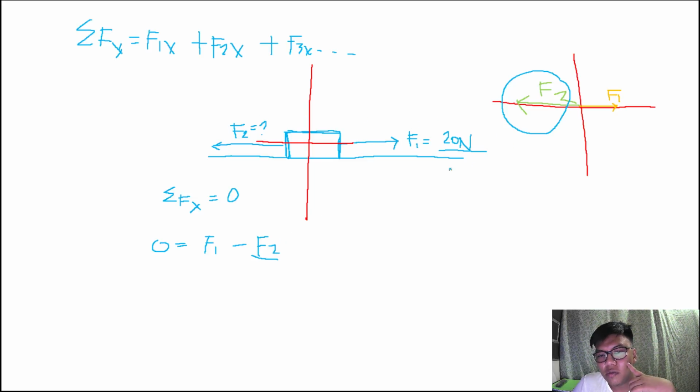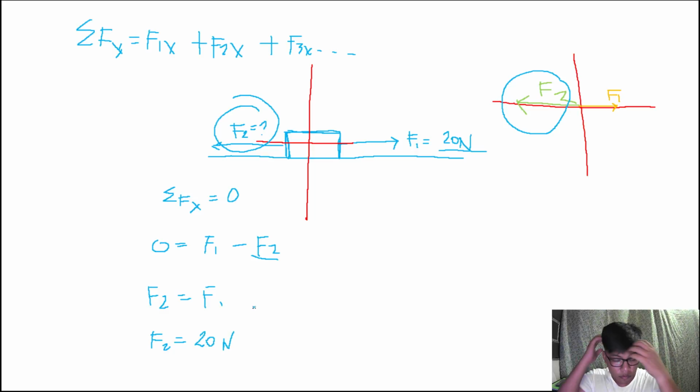Naniniwala ba kayo na itong forces na to, F1, along the horizontal axis ang kanyang direction is our summation of F of x? No? Yan din yun, okay? Wala siyang y component. Therefore, if we are going to solve for F2, okay, so simply transpose. So we have F2 is equal to F1. So F2 is equal also to 20 Newton.